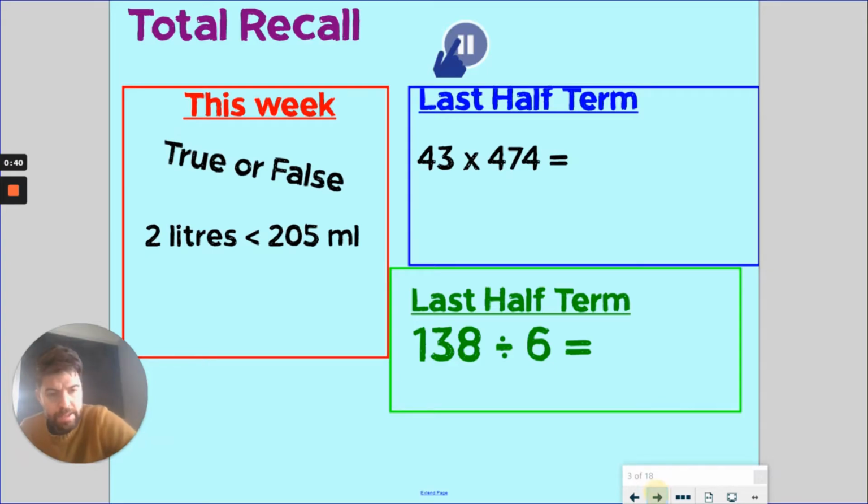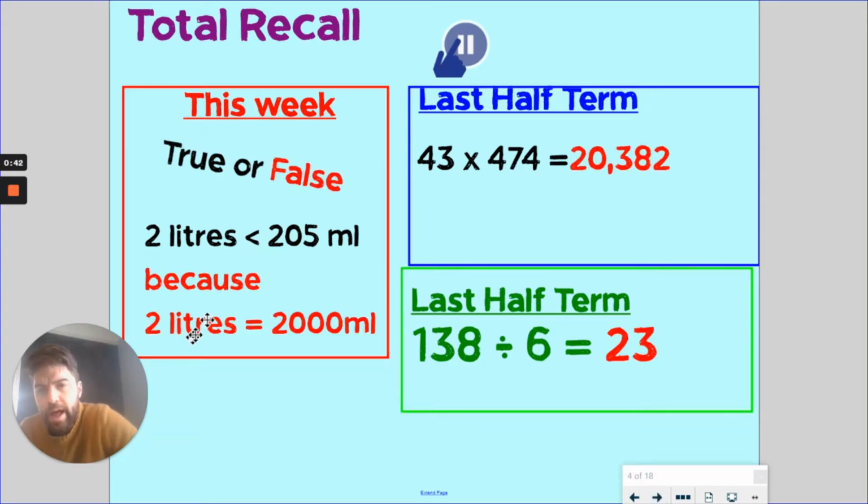Okay, here come our answers. So the first one, that was false because 2 litres is equal to 2,000 millilitres. 1 litre is 1,000 millilitres, so 2 litres is 2,000 millilitres. That means then that this symbol is incorrect because 2 litres is a much greater amount. 2,000 millilitres is a much greater amount than 205 millilitres. So it would need to be the other way around.